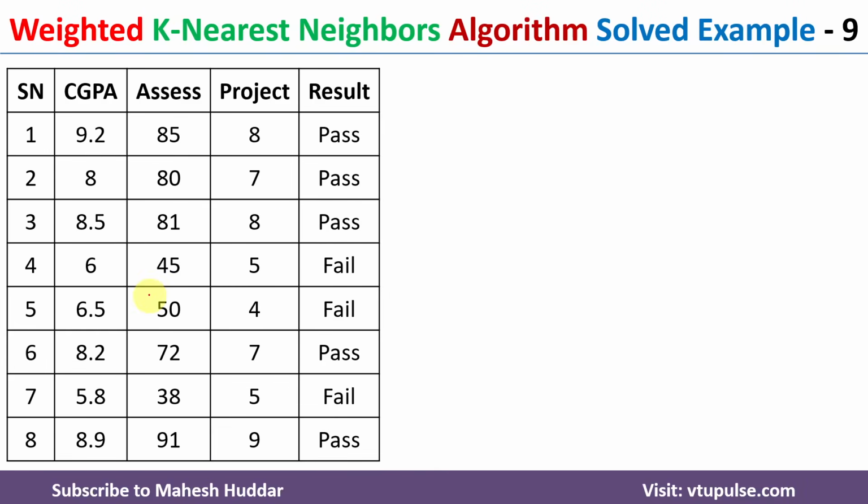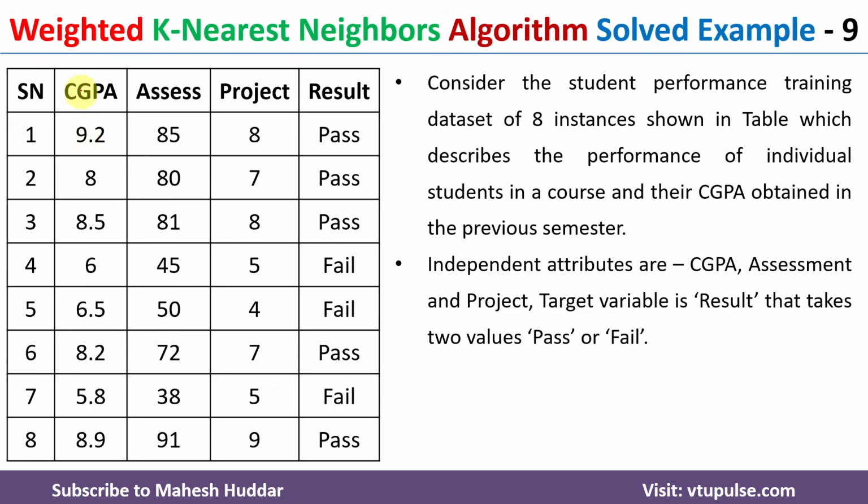This is the given data. In this we have three attributes: one is CGPA, the second is assessment, the third is project, and the result is the target class. In this we have two classes, one is pass and the other is fail.